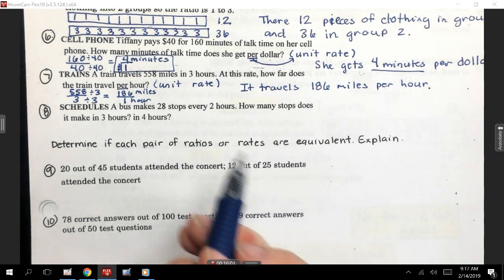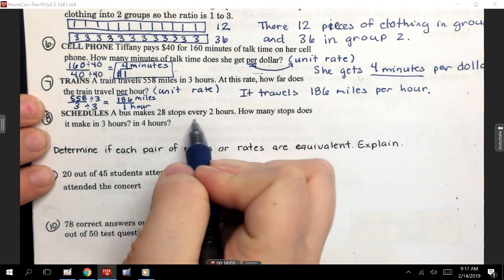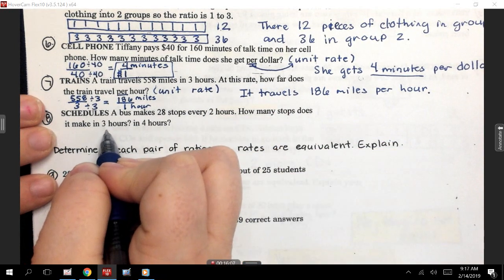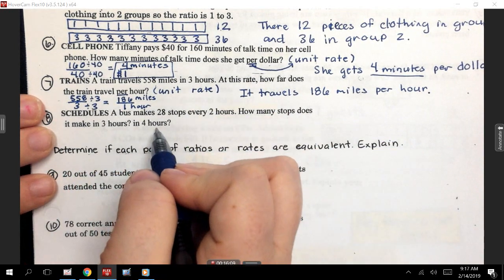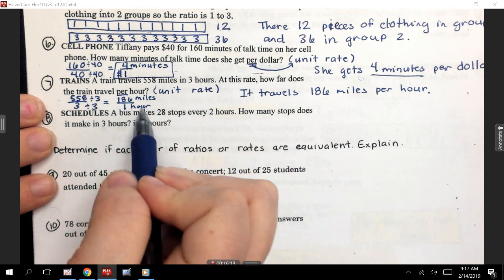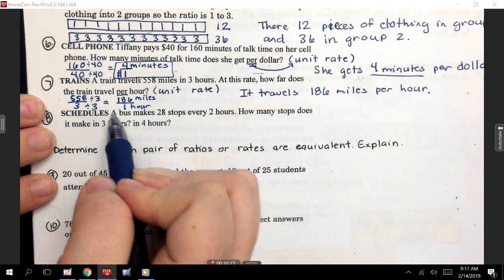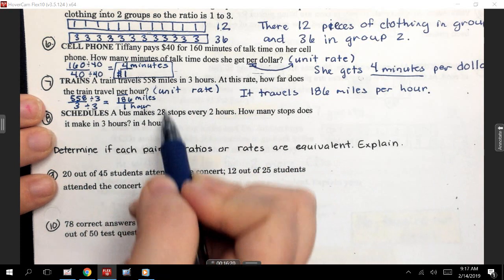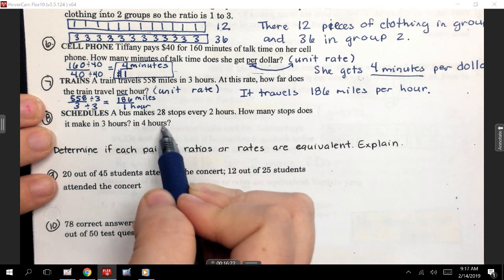Number 8, it's similar to what we just did. It says 28 stops every 2 hours, but this time we want to know how many will it make in 3. And we want to know how many will it make in 4. Well, guys, just a minute ago, didn't we find out how many a train made in 1 hour? If I can change it to 1 hour, then could I find out 3? And if I can change it to 1 hour, then could I find out 4?